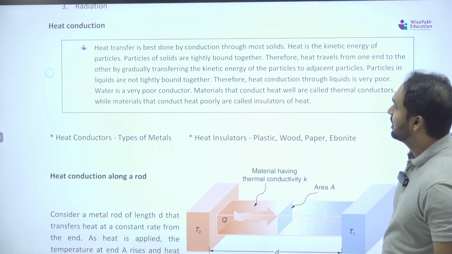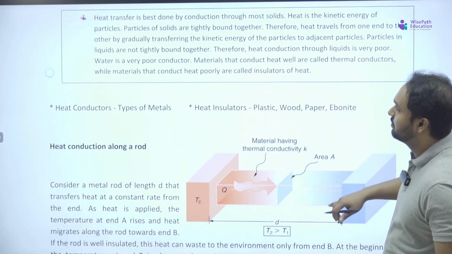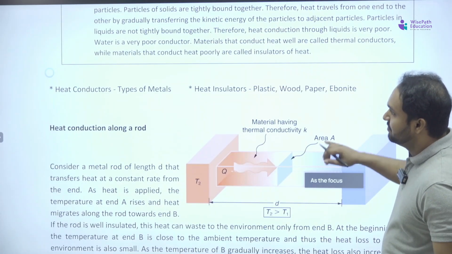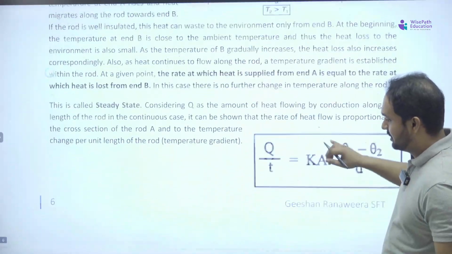Materials that conduct heat well are called thermal conductors, while materials that conduct heat poorly are called insulators of heat, right? Right. So the heat conduction, now this part.